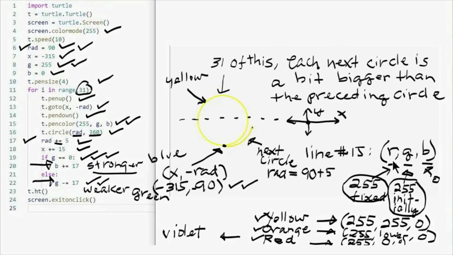And then our x is no longer the initial negative 315. Look at line number 7. We will add 15. Look at line number 18. We're adding 15 to the x, so it becomes negative 300, and that means the circle is a bit to the right of the initial circle. Now, this is how we generate the image.